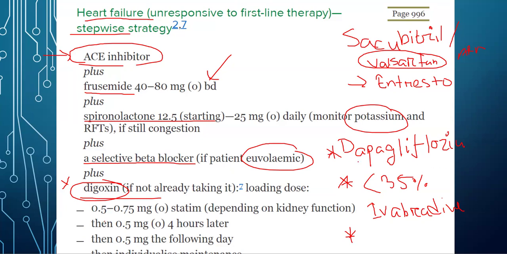Not helping, you can use dapagliflozin. Now, most of these patients who don't get better with dapagliflozin, their ejection fraction will be less than 35. If it is less than 35, you can use ivabradine and you can use Entresto. Okay, the most effective heart failure medication at the moment is Entresto. Which one is less than 30%? Entresto.